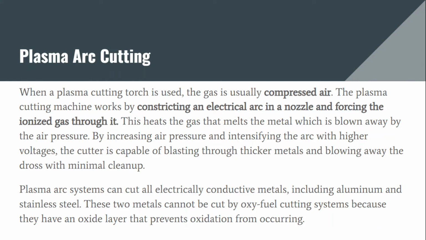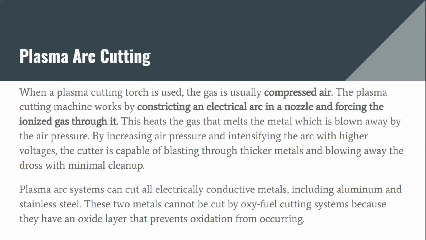Plasma arc cutting. When a plasma cutting torch is used, the gas is usually compressed air. The plasma cutting machine works by constricting an electrical arc in a nozzle and forcing the ionized gas through it. This heats the gas that melts the metal, which is blown away by the air pressure. By increasing air pressure and intensifying the arc with higher voltages, the cutter is capable of blasting through thicker metals and blowing away the dross with minimal cleanup.